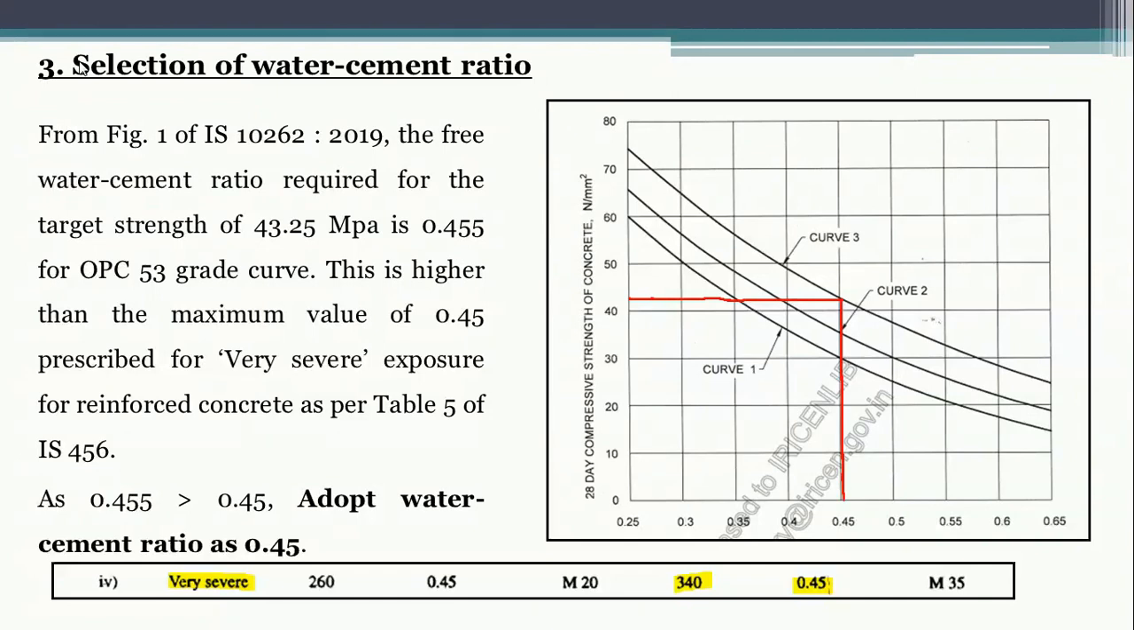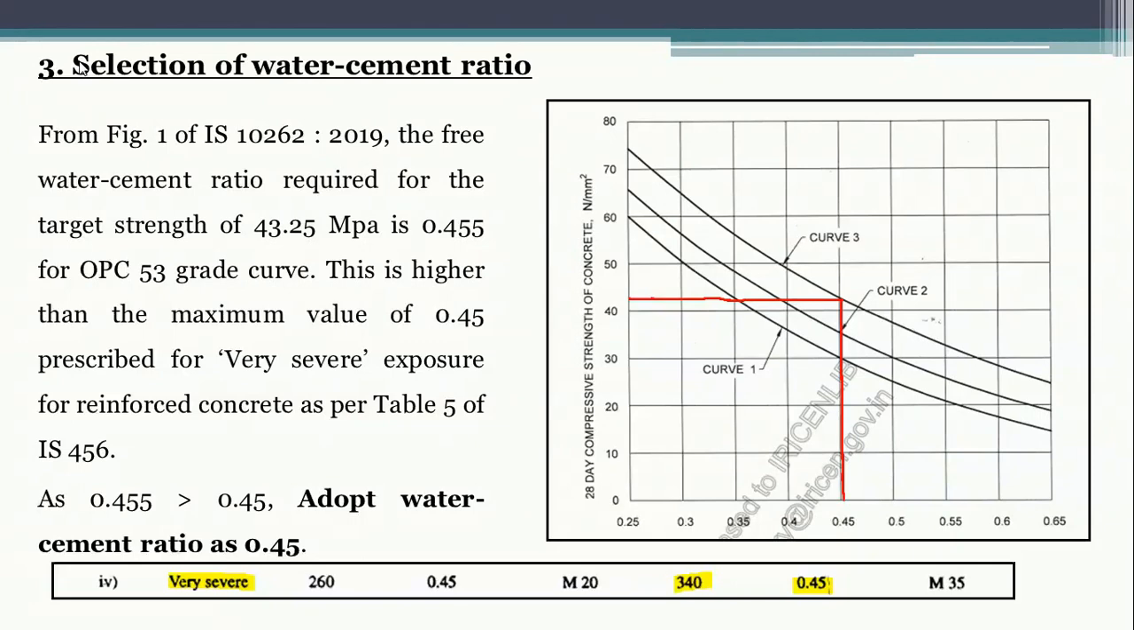Based on the line touching curve 3, you have to drop that line vertically so that it touches the, sorry, the x-axis, that is the water cement ratio. By drawing a line from target strength to the curve and dropping the line vertically to the water cement ratio axis, the value that you are getting is 0.455. Okay, if you draw it by means of a scale, you will get it clearly. So the value obtained is 0.455, for the OPC 53 grade curve, which you can see in the red line I have marked.